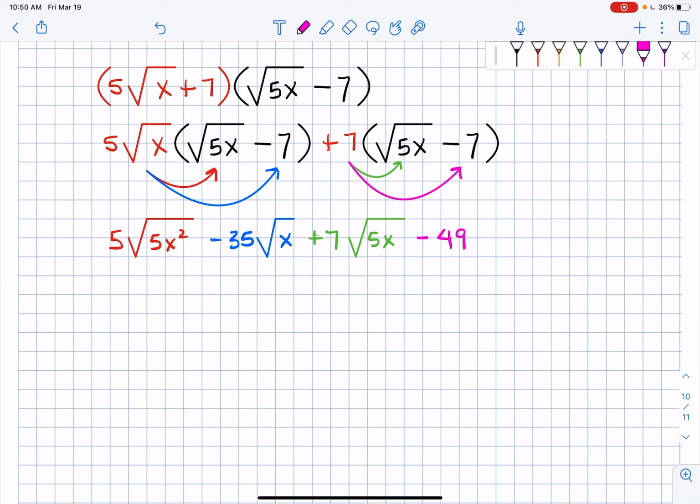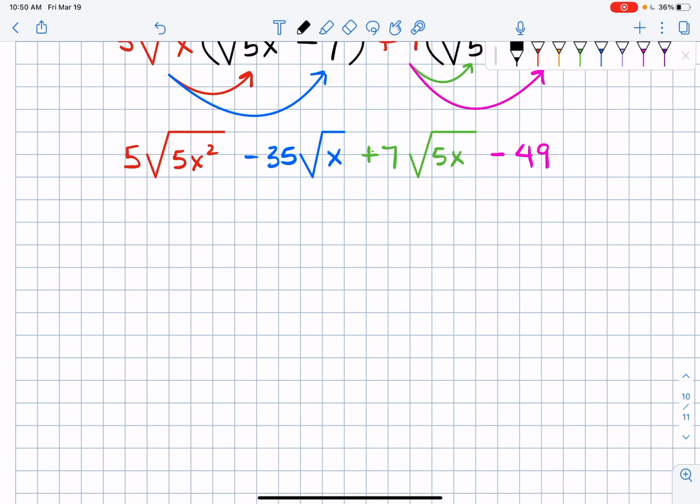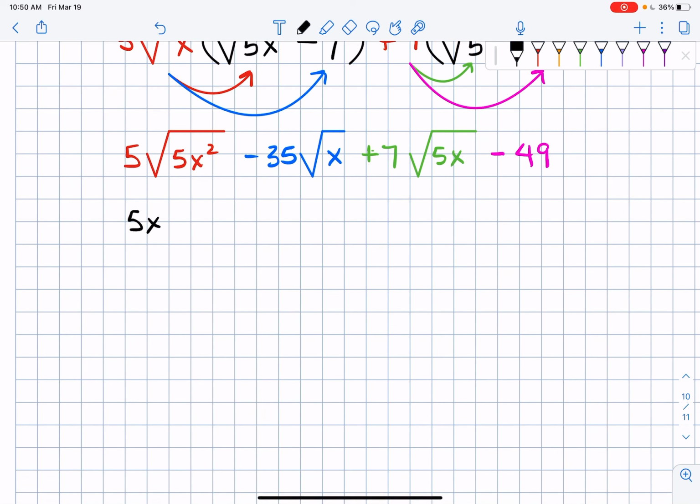Okay. So now, can we simplify any of the radicals? Yes, we can. The very first one. The very first one has an x squared. So that means there is a pair of x's there. So that can come out. So I got 5x square root of just a 5 left. Minus 35 there's no pairs of x's in there, so it's just going to have an x. Plus 7 and this is going to be 5x because there's no pair of 5 nor a pair of x, and minus the 49.